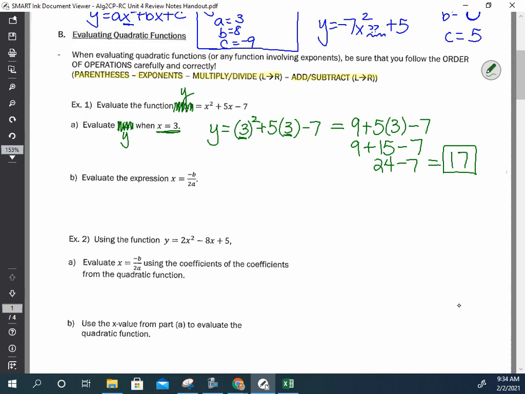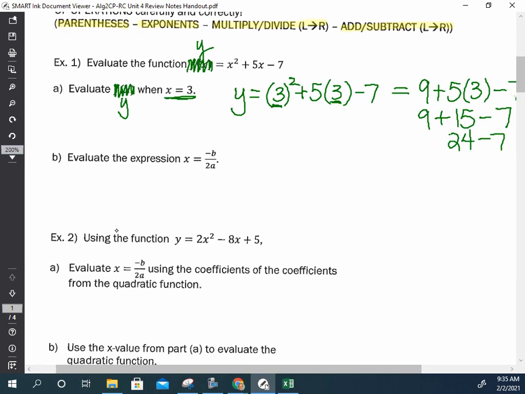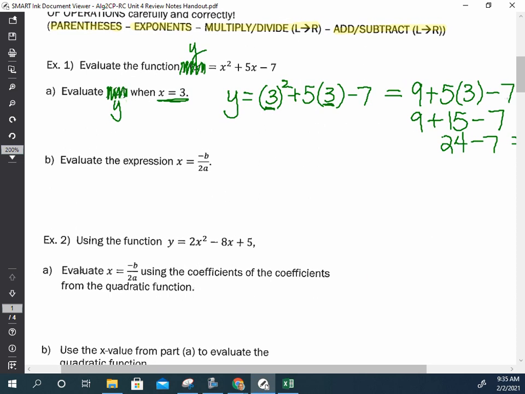So basic problem, pretty straightforward. Part B. Not as straightforward, but can still be solved. Evaluate the expression x equals negative b over 2a. So we're still using the same function, but we're solving negative b over 2a.